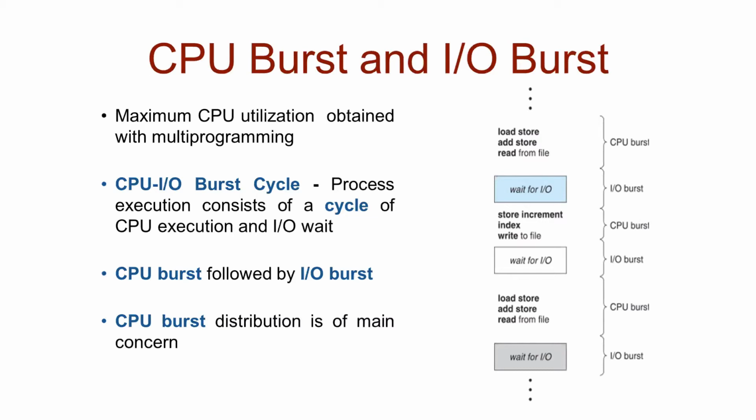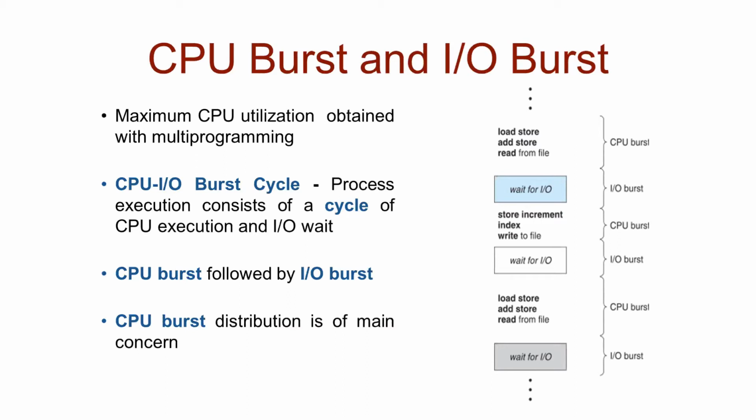And in order to select the process from main memory that can be allocated to the CPU, we need CPU scheduling. It is the job of the short-term scheduler. The success of CPU scheduling depends on an observed property of processes. Process execution consists of a cycle of CPU execution and IO wait. Processes alternate between these two states.